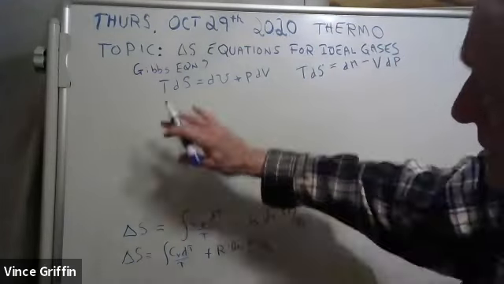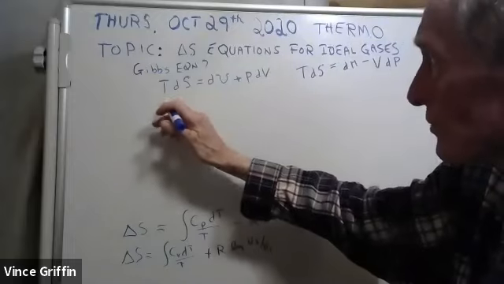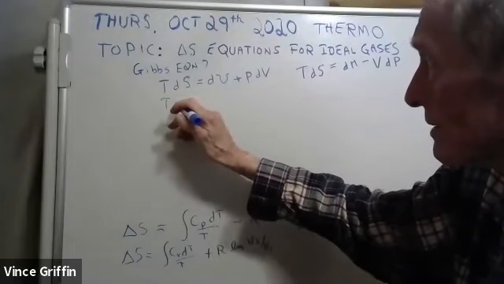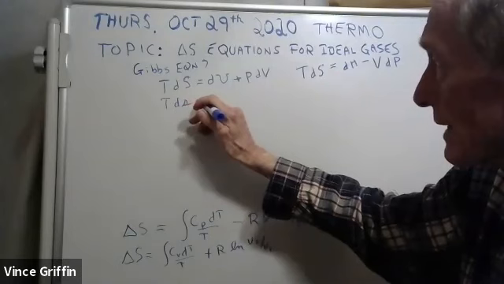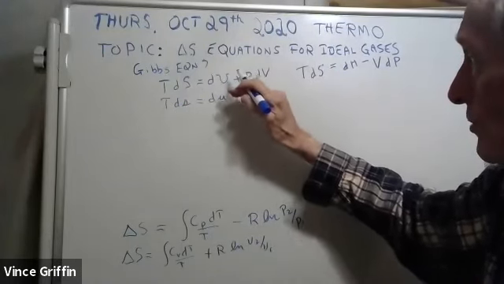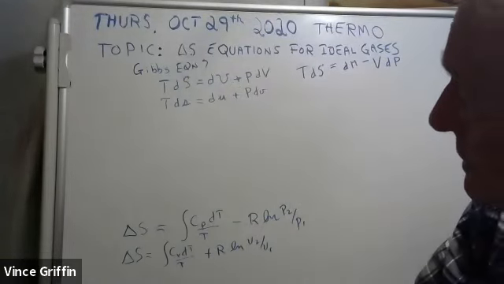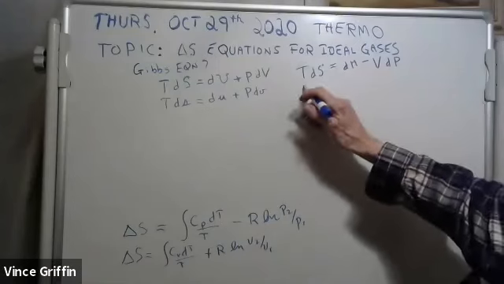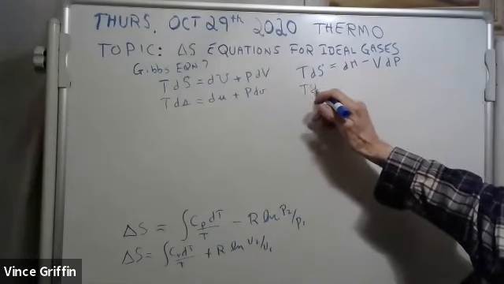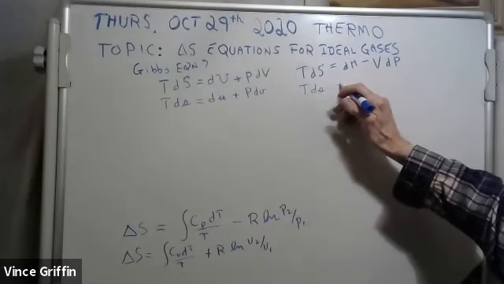But where did they get these? Well, let's write them with little letters. I like the little letters better. There is no little p, but there is a little v. And there is no little t either, but there is a little s.